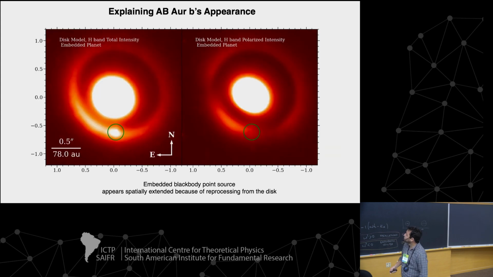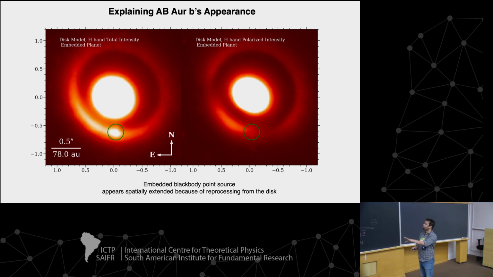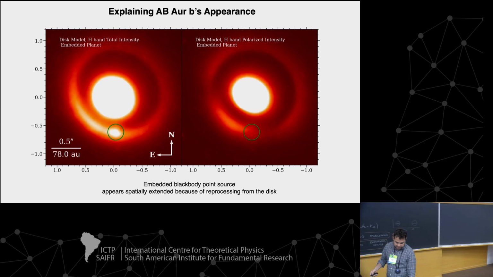So this is a disk model in the H band, in the total intensity. So in this model here, you put a black body right inside the model, and then compute the radiative transfer through it, to find out what the intensity will be. And this is the emission you get here of the planet in total intensity, and the amount that you get in polarized intensity. As you see, there is not much.